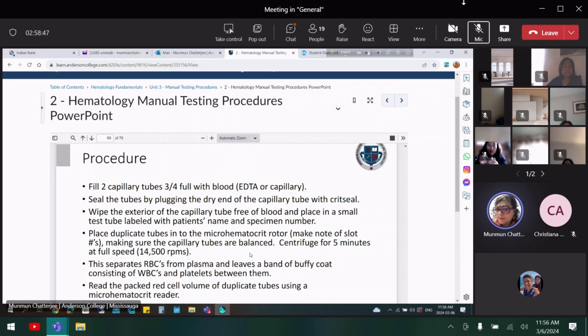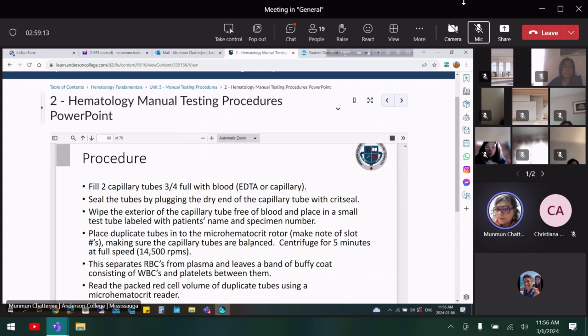That's why after the sealing, you keep it there, so you don't miss whose hematocrit is that one. Generally, after sealing, you have to put them in a vertical position in a tube. Place the duplicate tubes in the microhematocrit rotor. Make note of slot numbers, which slot number you are putting yours in, making sure the capillary tubes are balanced like any centrifuge.